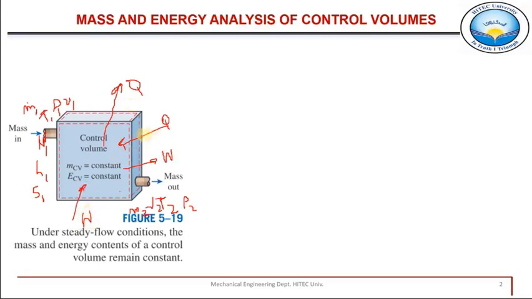So all these heat and work interactions between this steady flow system and its surroundings are also not changing with respect to time. So a constant amount of heat is being transferred from the control volume to the surroundings, or from the surroundings to the control volume. So heat and work interactions with the surroundings are also constant if it is a steady flow system.